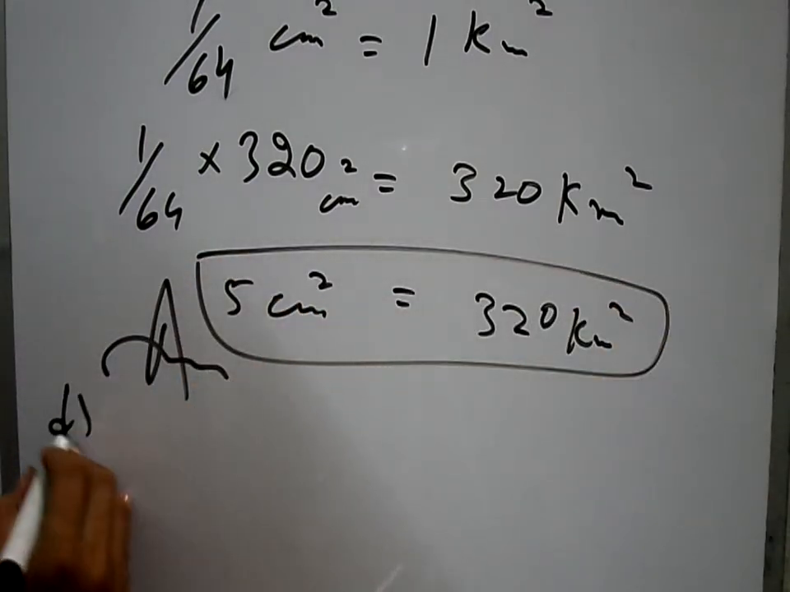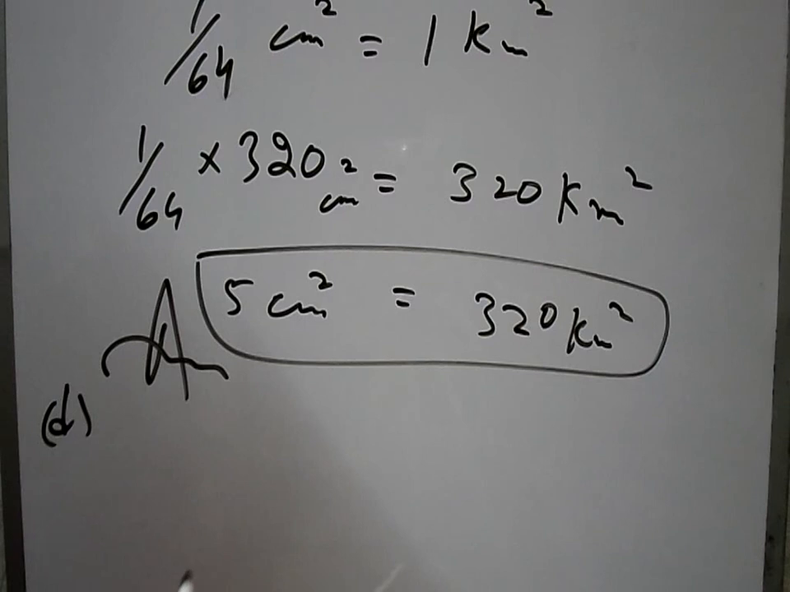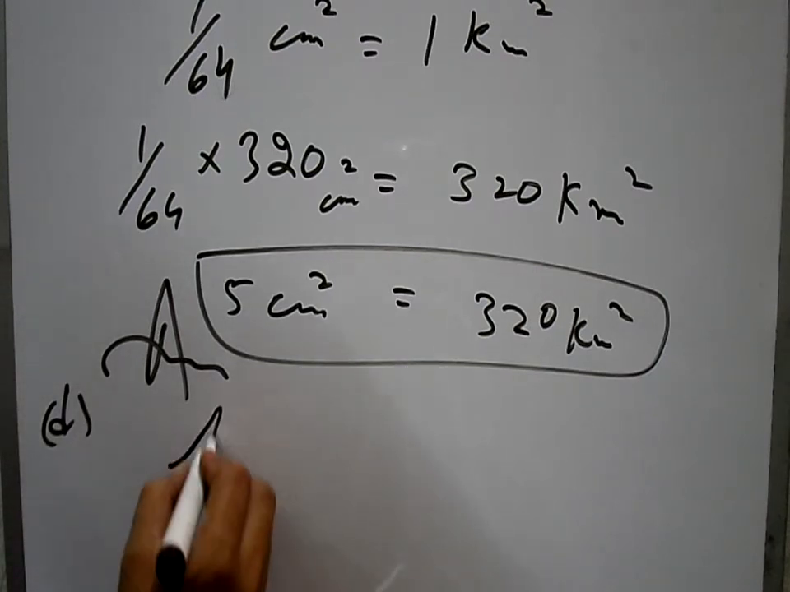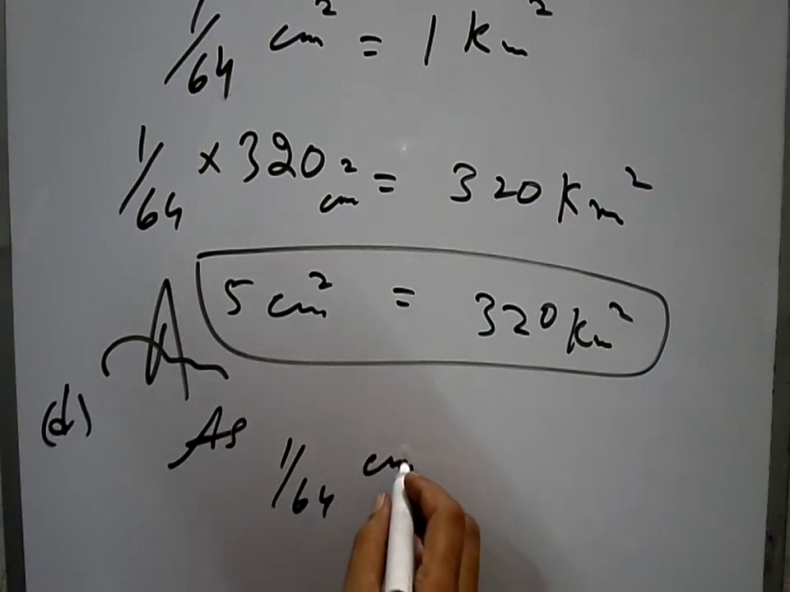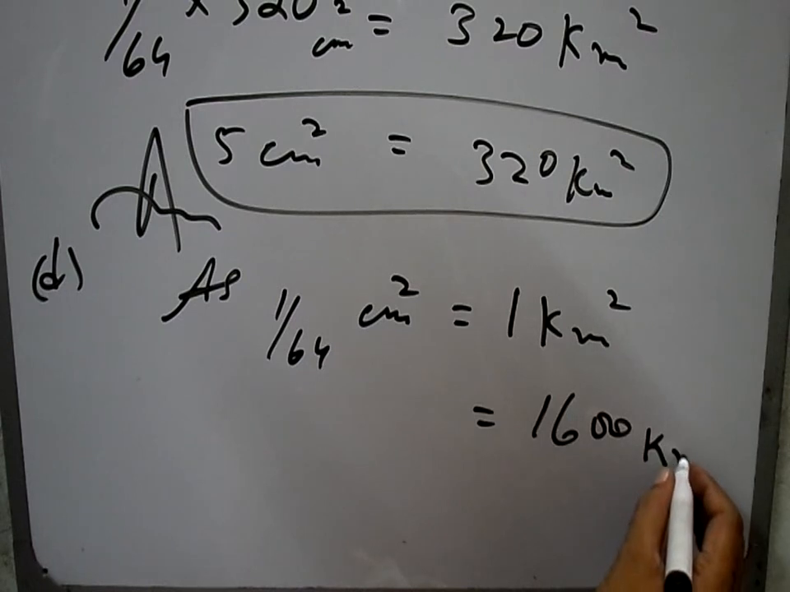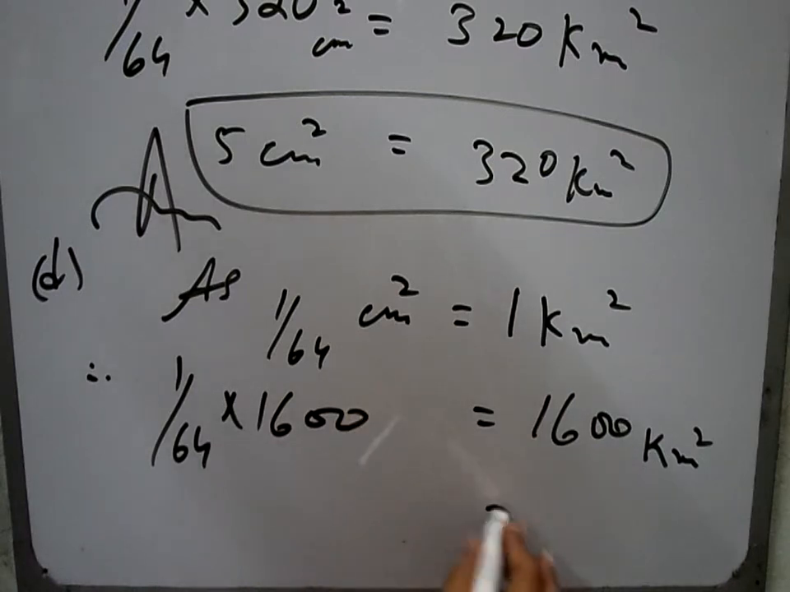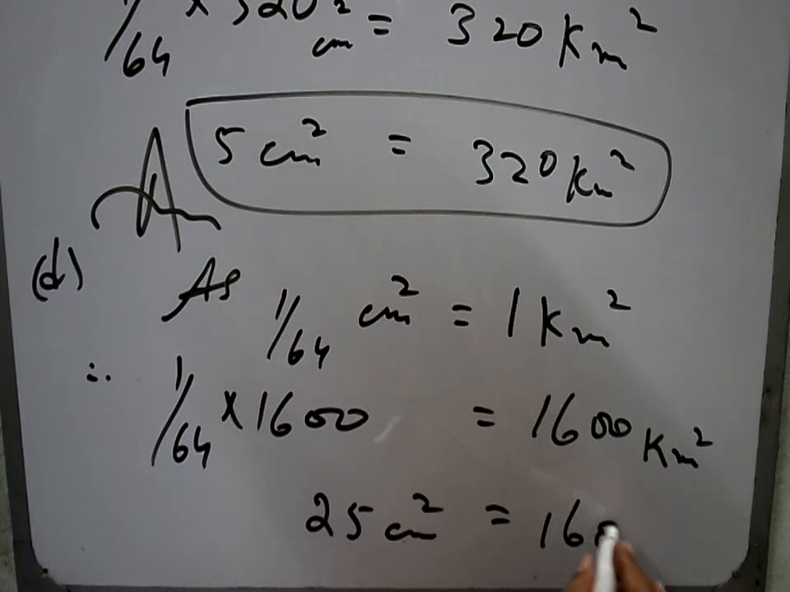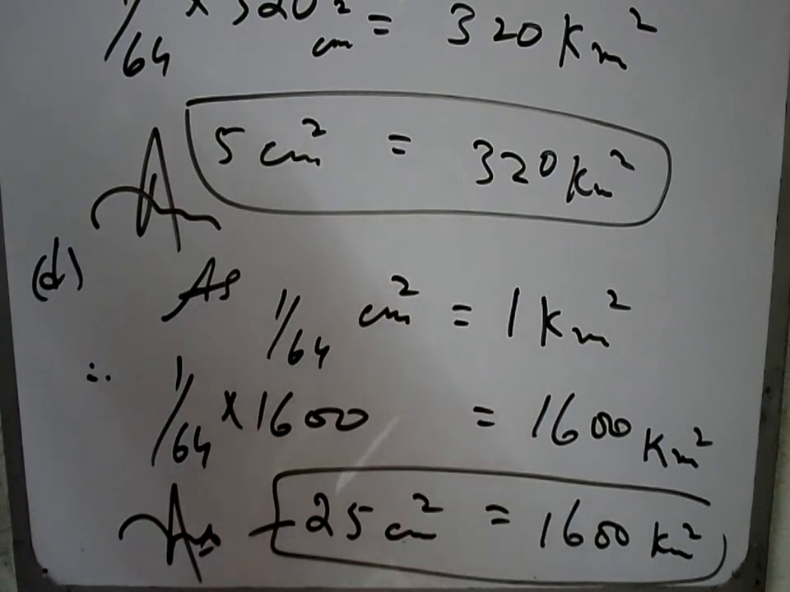Similarly in D part you have to multiply it. Now if 1600 is given to you, similarly as 1 by 64 centimeter square is equal to 1 kilometer square, if you need 1600 kilometer square area, therefore multiply with 1600. Similarly with this simple methodology, you will get 25 centimeter square area representing 1600 kilometer square area. So that is your answer, 25 centimeter square.